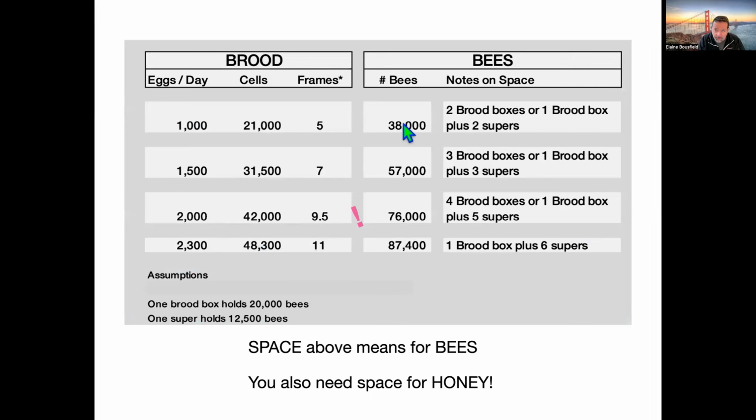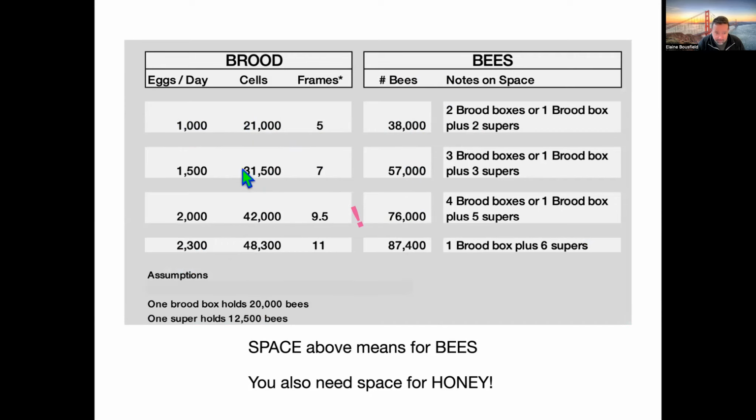And alongside the amount of brood in the nest, this is the theoretical maximum colony size based on that brood, assuming that they live 38 days. So with your small 1,000 eggs a day queen, she's going to max out at about 38,000 bees, which is not a big colony. It's about 2 brood boxes full of bees.